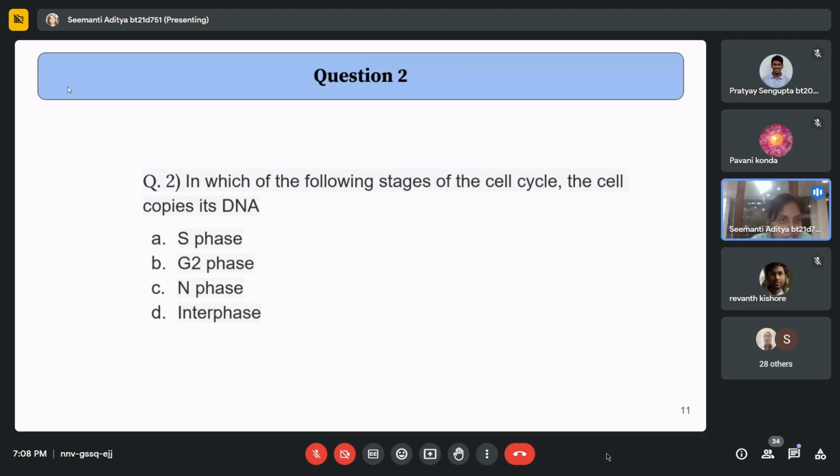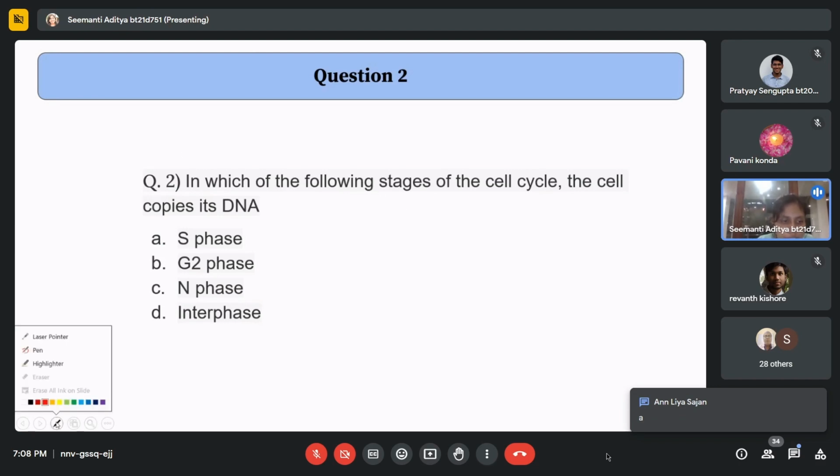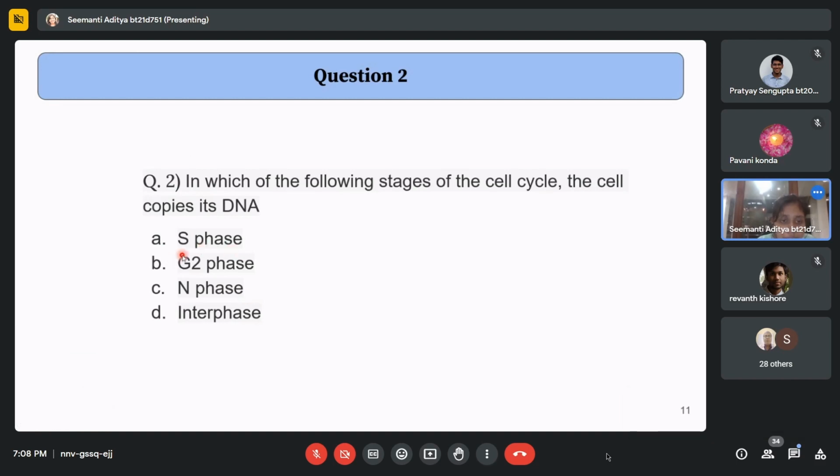Yes, so it's correct. Which of the following stages of the cell cycle does the cell copy its DNA? It's the S phase, or the synthetic phase. So this is the correct option.